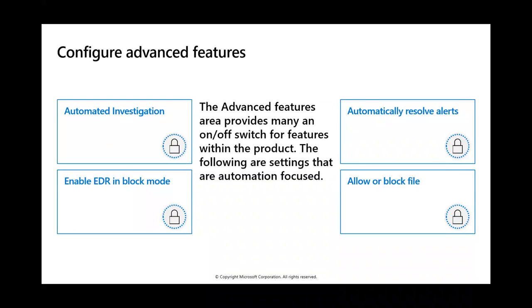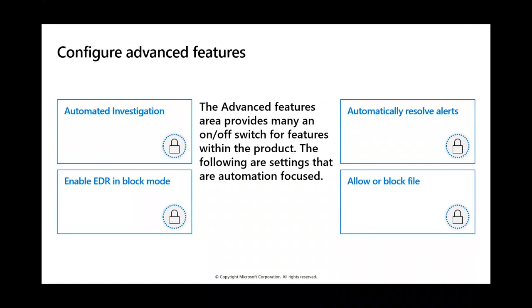Those advanced features, for example, are for enabling automated investigation, the automation capabilities for investigation and response. We have an option to enable endpoint detection and response, or EDR, in block mode. When this option is turned on, Defender for Endpoint uses behavioral blocking and containment capabilities by blocking malicious artifacts or behaviors observed through the post-breach endpoint detection and response. This feature doesn't change how Microsoft Defender for Endpoint performs detection, alert generation, and incident correlation.